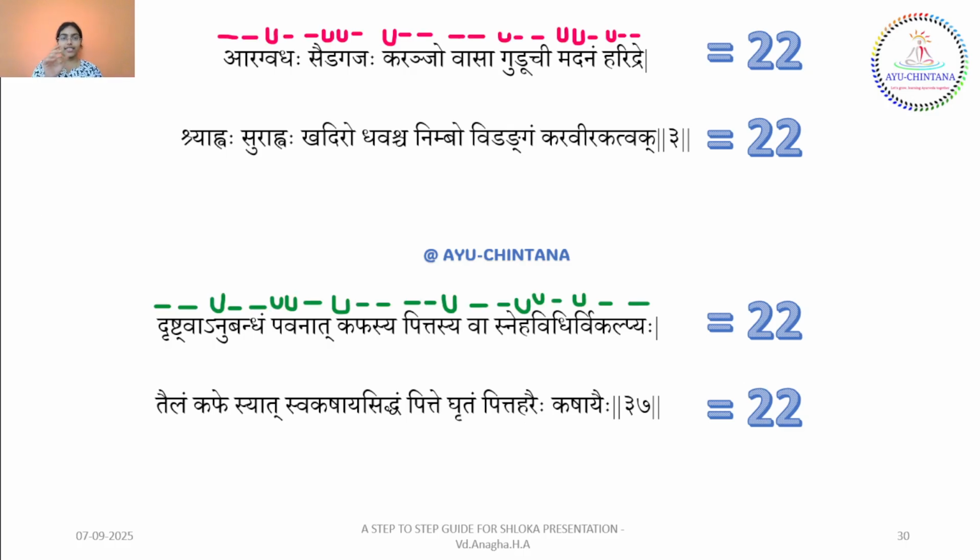Aragvadaha, the whole line will be designated in this way, whereas the next shloka, Drishtvanubandham Pavanat Kapasya, until the Vikalpyaha, will also be designated in a certain way. Now compare these two. Okay, the first lines of each of these ganas, are they the same? First, let's check the part marked in red. That is for the first shloka. So it is Guru Guru Laghu, Guru Guru Laghu, Laghu Guru Laghu, Guru Guru. Then the second part also, from Vasa, starts with Guru Guru Laghu, Guru Guru Laghu, Laghu Guru Laghu, and Guru Guru.